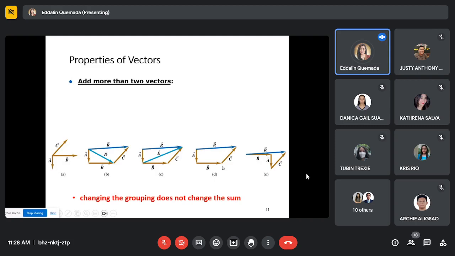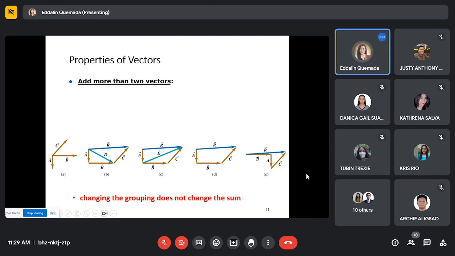Here, in scenario E, what is added first is vector B, then added next to that is vector A, and added next to that is vector C. So we have B plus A plus C is equal to R.